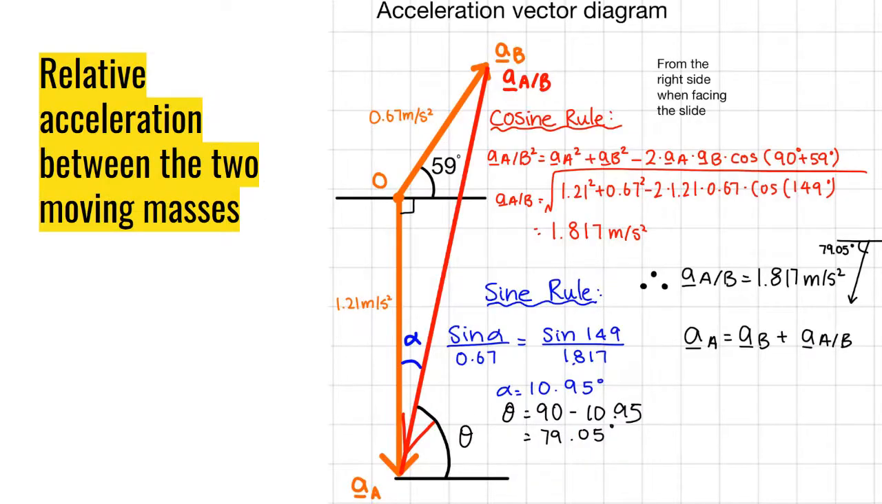From the acceleration values of both masses, we can draw this relative acceleration vector diagram. This allows us to calculate the acceleration of A, the hanging mass, relative to the acceleration of B, the sliding mass, which is 1.817 meters per second.